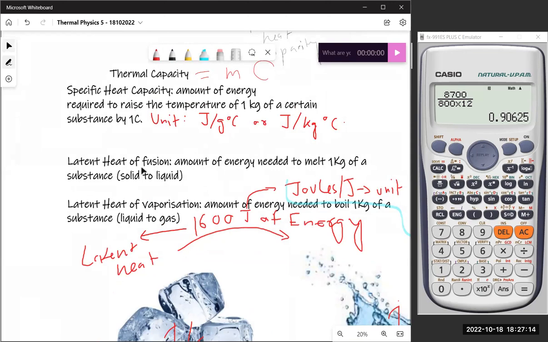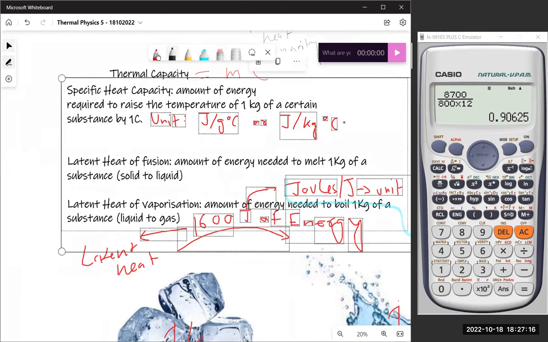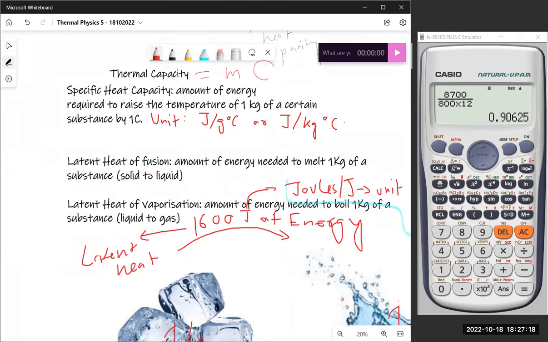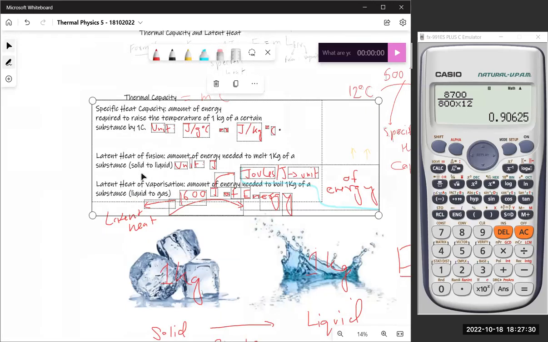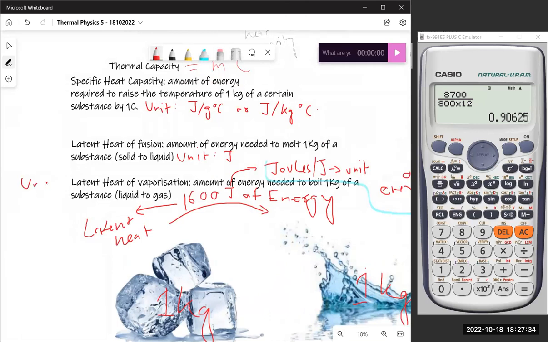Now, what is the unit for latent heat? That's going to be joules, and this is also going to be joules. Both of these are joules. Right over here, joules. Any questions?